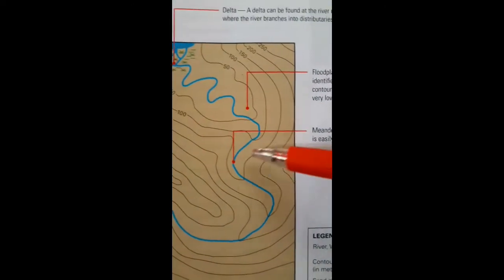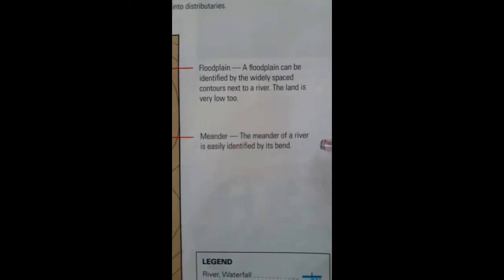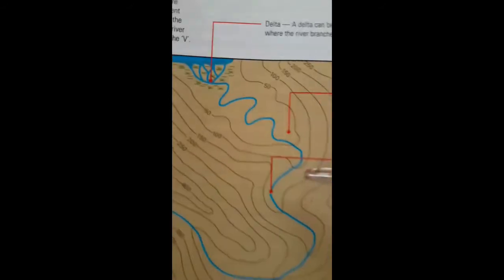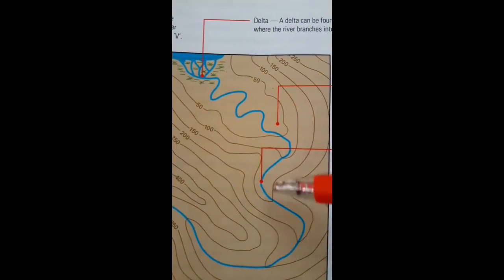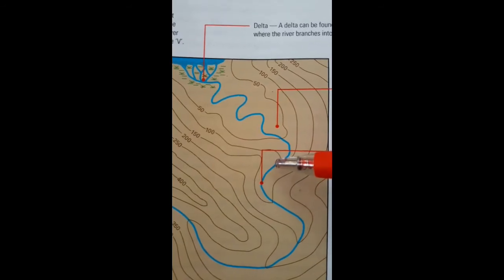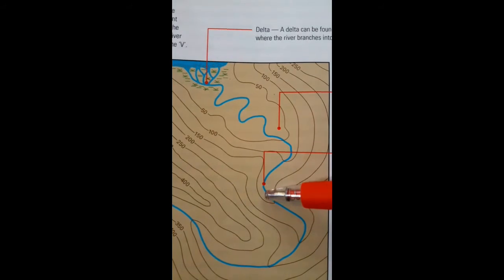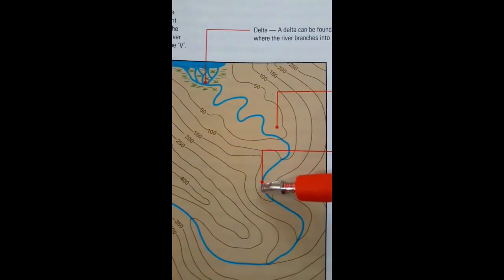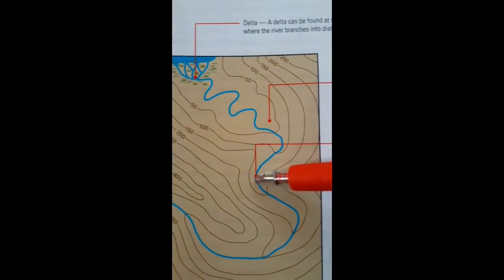And next one is meander. A meander of a river is easily identified by its bend or curve in a river, like this one here. This is a river channel, and the curved part here of the river, or bend, this is a meander, like this one here. Meander, the curved part or the bend. All right, that is meander.